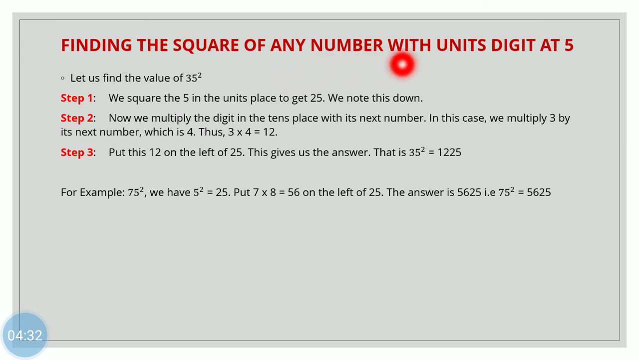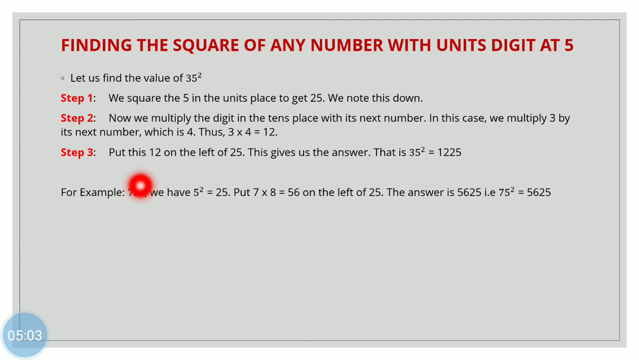Finding the square of any number with unit digit 5. Let us find the value of 35 squared. We square the 5 in the unit place to get 25. We note this down. Now we multiply the digit in the tens place with its next number. In this case, we multiply 3 by its next number, which is 4. Thus 3 into 4 is 12. Put this 12 on the left of 25. This gives us the answer, that is 35 squared is 1225.